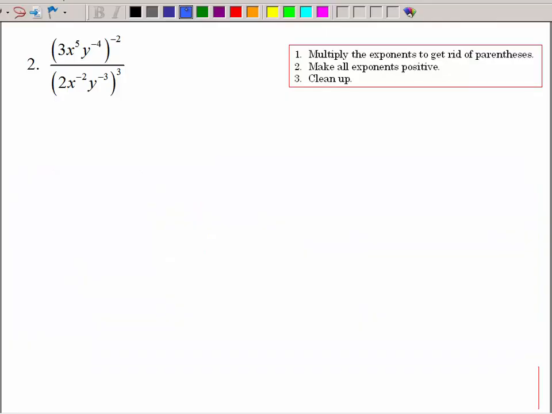Right, looking at number 2, I have a fraction, lots of parentheses, things like that, so I'm going to use these same 3 steps. Again, not a rule, it's just the way I do it. All right, so I'm going to remember that there's ones there, and I need to multiply those exponents. So I'm going to have 3 to the negative 2, x to the negative 10, y to the positive 8. Then I'm going to take that 3, so I have 2 to the third power, x to the negative 6, and y to the negative 9.